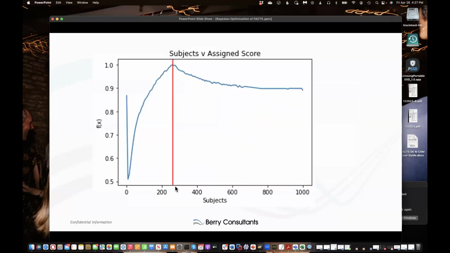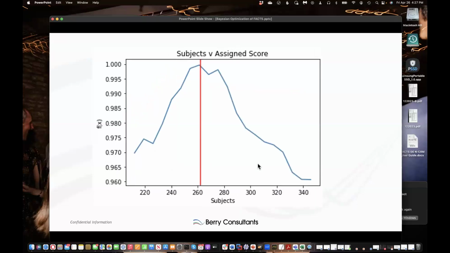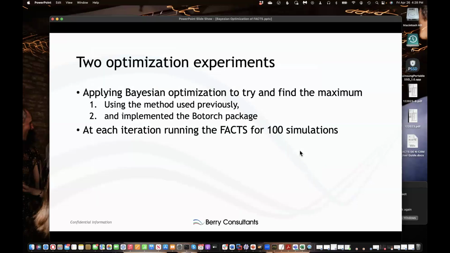So there's the peak. It's around about 270 subjects. That's zooming in on the peak level. You can see it's about 266 actually, but you can see we've got some stochastic noise in here, even with 10,000 simulations per point. So we've got two optimization experiments on this. One using the method that we've just shown you, and another uses a different machine learning package called BoTorch. And again, we're running just 100 simulations per point.